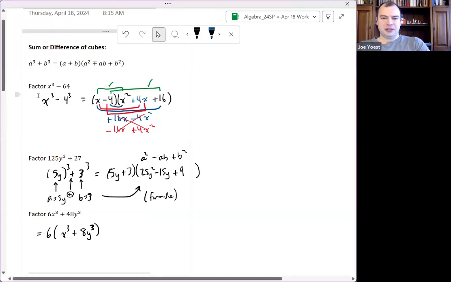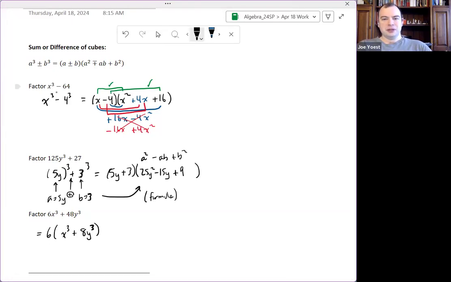Okay, it's about 5 minutes, so let's look through these ones. So here we have factor x cubed minus 64. And as I mentioned last class, it might be a good idea to just get familiar with the first few cubes, the first maybe 1 cubed through 5 cubed or so. And we do recognize that 64 is 4 cubed. So this is a difference of 2 cubes.